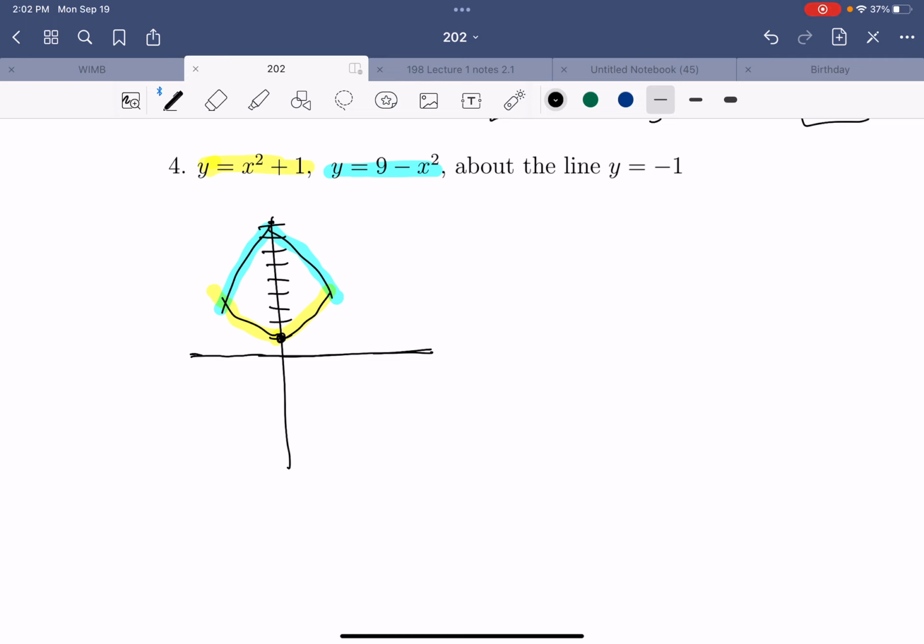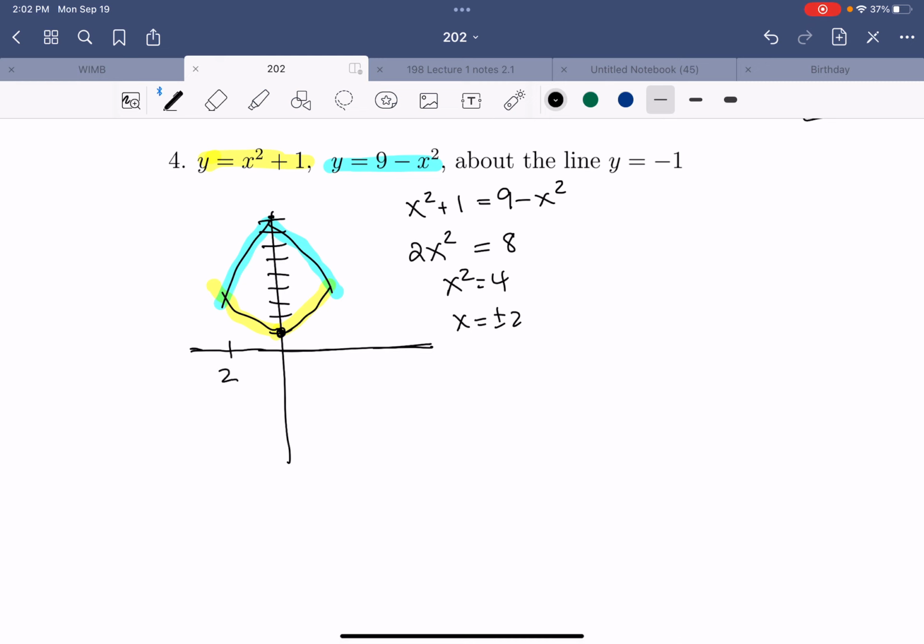Okay, then let's find some boundaries. So x squared plus 1 equals 9 minus x squared. So add the x squared, subtract the 1, that's 2x squared equals 8. And that's x squared equals 4. Take the square root, that gives me x equals positive or -2. So this happens at 2 and -2.